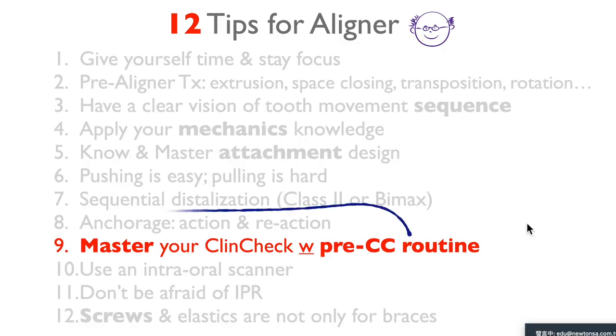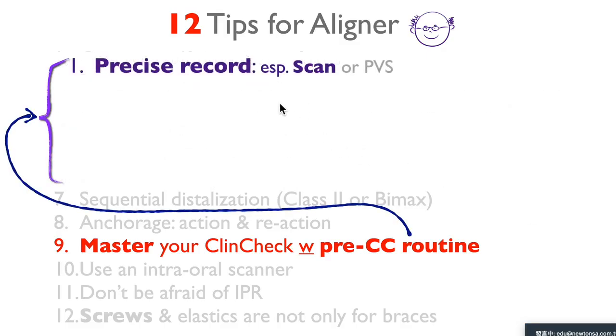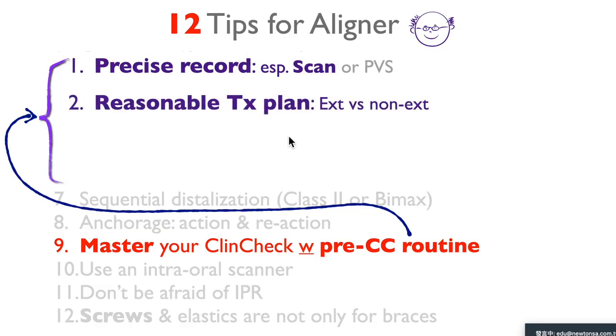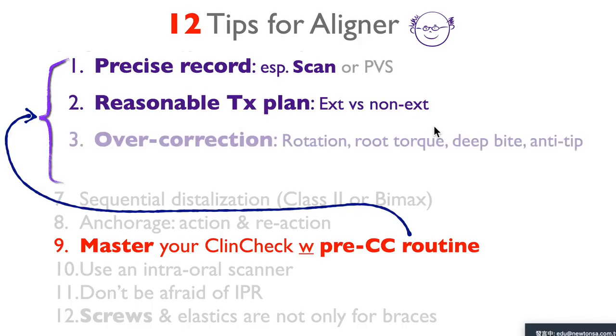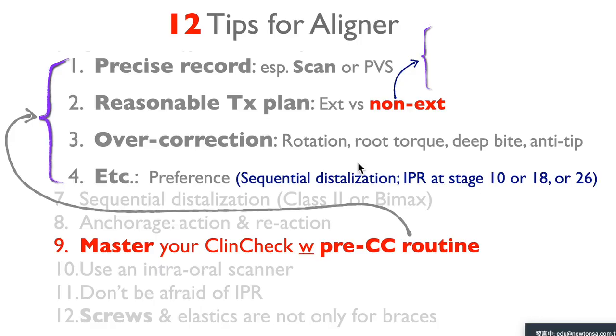What do I mean by pre-ClinCheck routine? Number 1, precise record. I prefer scan, strongly suggest. Number 2, reasonable treatment plan. Of course, if it's an extraction case and you prescribe non-extraction, how can you finish that case? Number 3, overcorrection for rotation, root torque, tip-back, anti-tip. Always set a preference. That will make your life much, much easier.